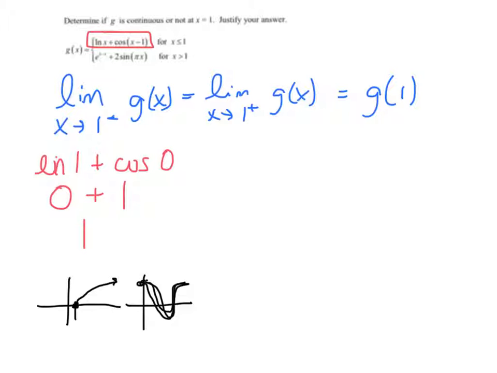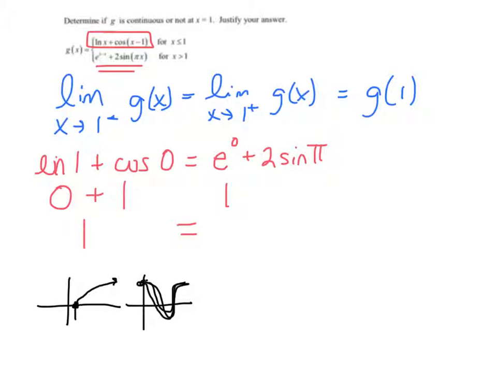I know it's hard to read here. That's e to the 1 minus x plus 2 sine pi x. Okay, so we're going to evaluate that. And again, like I said, we're going to now use the second expression because we're looking for x greater than 1. So that would be e to the 1 minus 1, which is e to the 0, plus 2 sine pi x, which would be pi times 1, so 2 sine pi. Okay, and we're going to see if these are the same. So e to the 0, anything to the 0 is in fact 1.